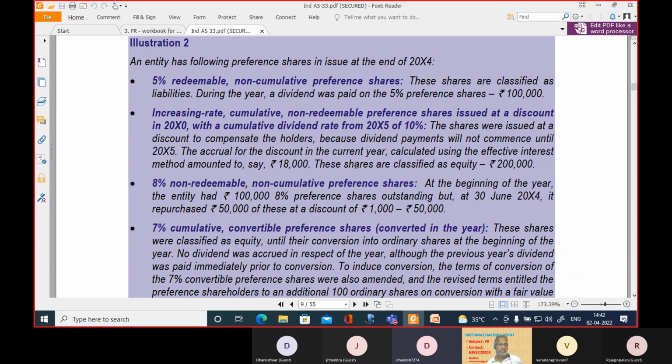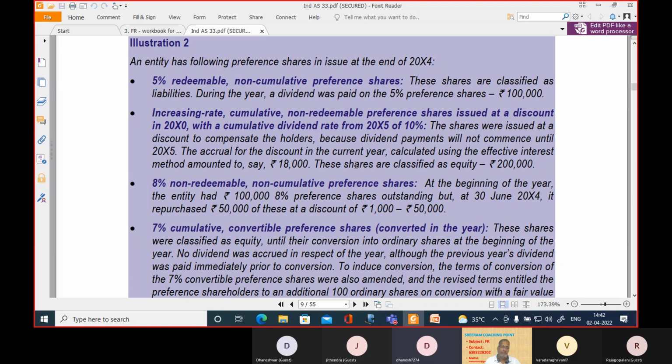Increasing rate cumulative non-redeemable preference shares issued at a discount in 20x0 with a cumulative dividend rate from 20x5 of 10%. The shares are issued at a discount to compensate the holders because the dividend payments will not commence until 20x5. The accrual for the discount in the current year, calculated using the effective interest method, amounted to ₹18,000. These shares are classified as equity, ₹2 lakhs.